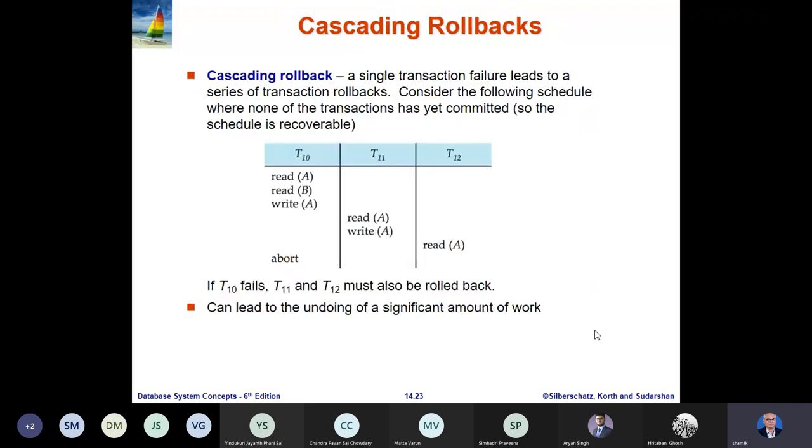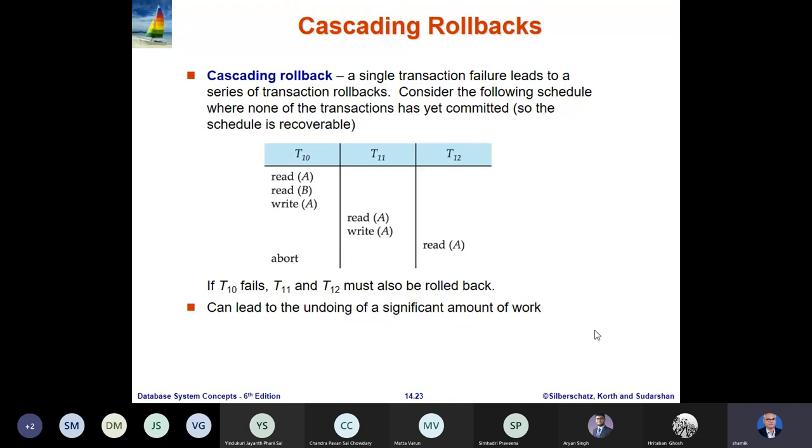The other is what is called cascading rollback. Suppose we have this: read A, read B, write A, then read A, write A, and then read A. So what we see here is that T10 reads something for A and writes to A. That value is read by T11. Suppose T10 wrote the value of A as 10, and then T11 read that as 11, and then suppose it increments by 1, makes it 12, and T12 reads 12.